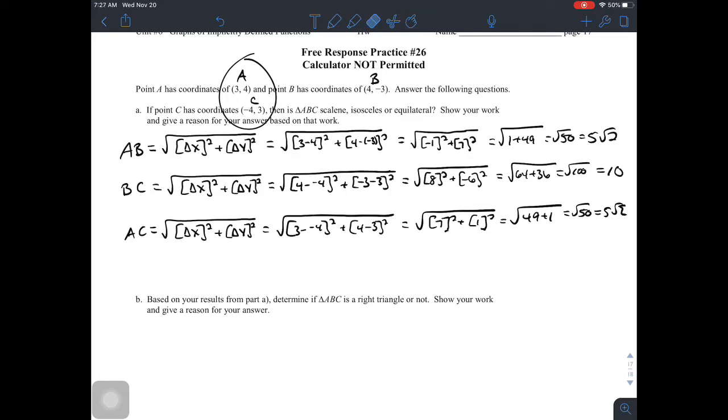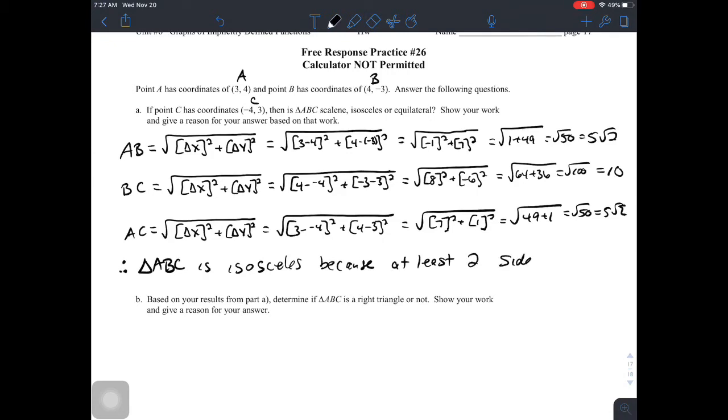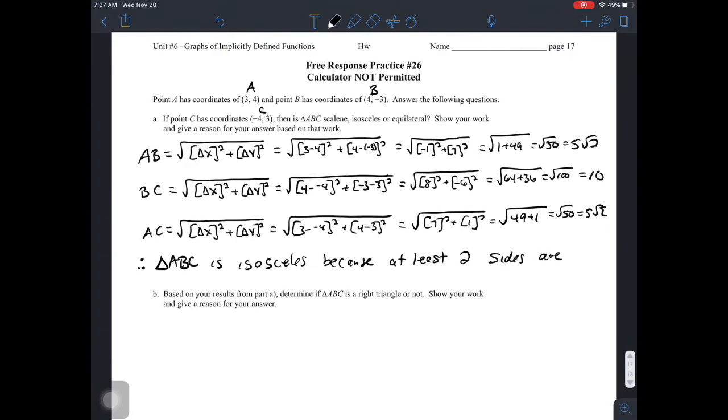So the question is, is it scalene? Scalene means all sides are different length. Isosceles, that means at least 2 sides are the same length. Equilateral means all sides are the same length. So we would say, therefore, triangle ABC is isosceles because at least, pardon my capitalization in the middle of a sentence, that is lowbrow, 2 sides are congruent.